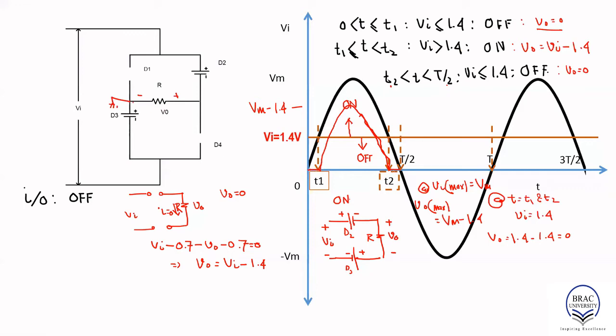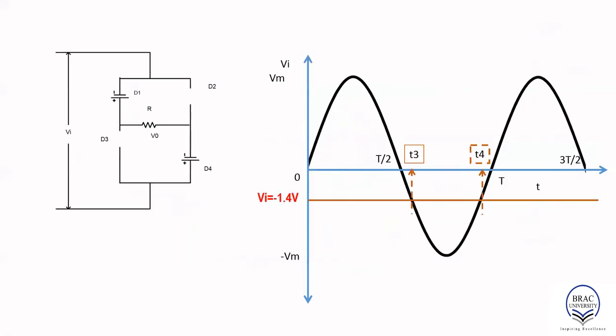From T1 to T2, since the diode is on, current is flowing through the diodes and through the resistor, so we have a voltage drop, which is obtained using this relationship. So that means input and output have the same shape, except that the output will be dropped by 1.4. So that is what happens in our positive half cycle.